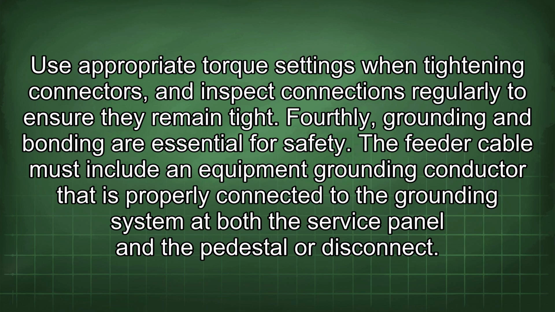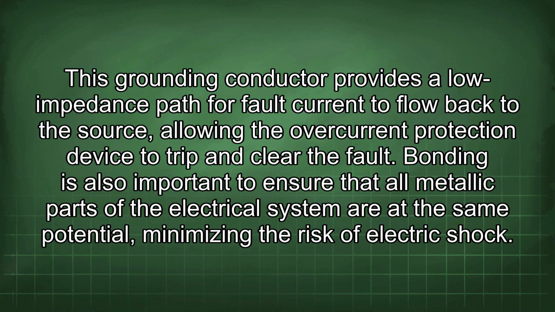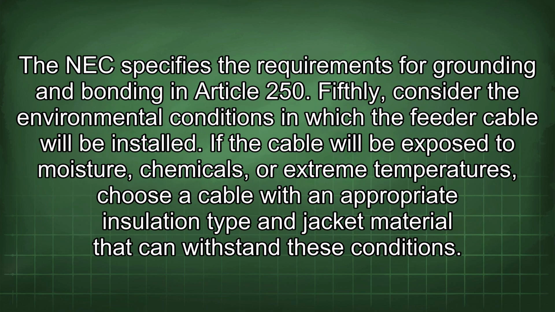Fourthly, grounding and bonding are essential for safety. The feeder cable must include an equipment grounding conductor that is properly connected to the grounding system at both the service panel and the pedestal or disconnect. This grounding conductor provides a low impedance path for fault current to flow back to the source, allowing the overcurrent protection device to trip and clear the fault. Bonding is also important to ensure that all metallic parts of the electrical system are at the same potential, minimizing the risk of electric shock. The NEC specifies the requirements for grounding and bonding in Article 250.